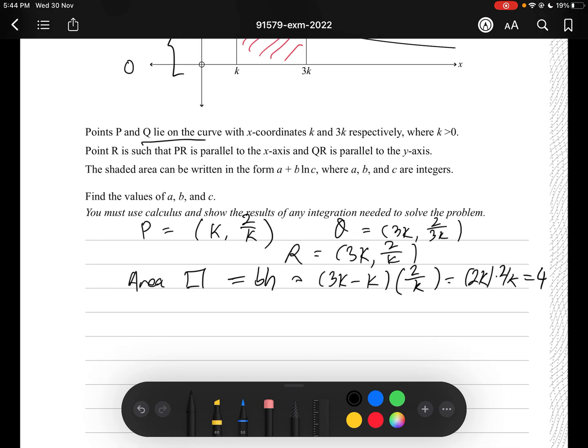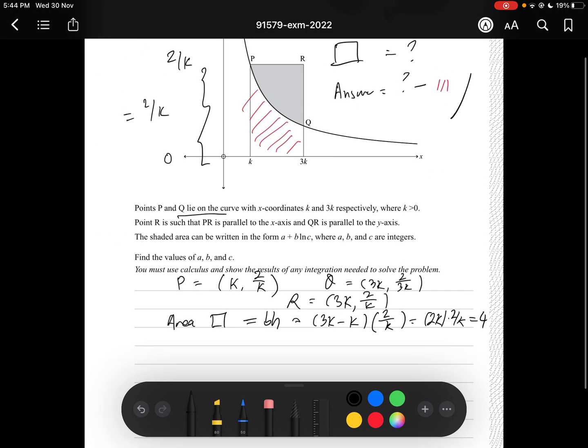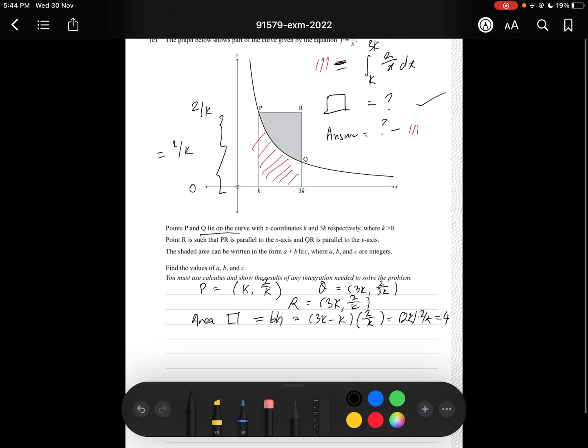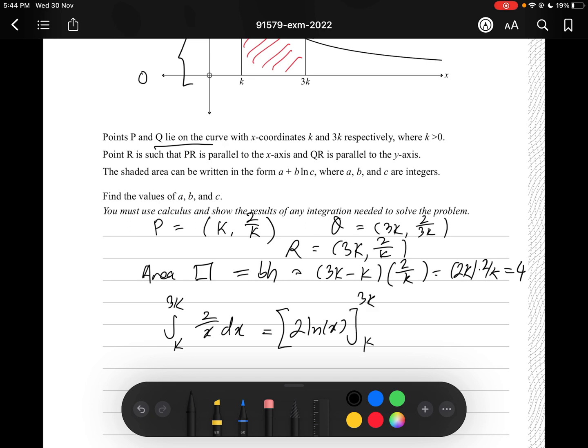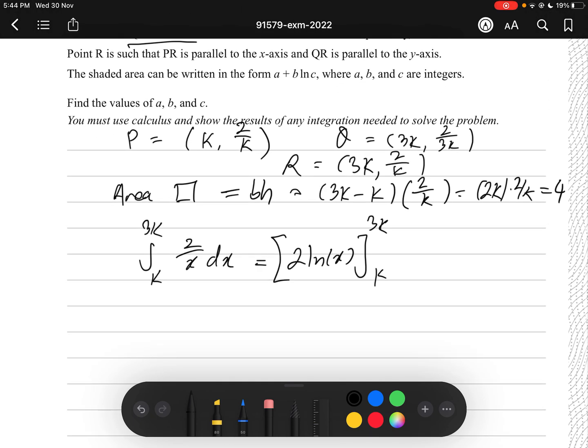Perfect. So now we know the area of the rectangle. That's one thing done. And now we want to find the area underneath the graph between 3k and k. All right, so let's go and do that. The integral of 2 over x is 2 ln of x. And we just chuck in our values for k. So we have 2 ln of 3k minus 2 ln of k.